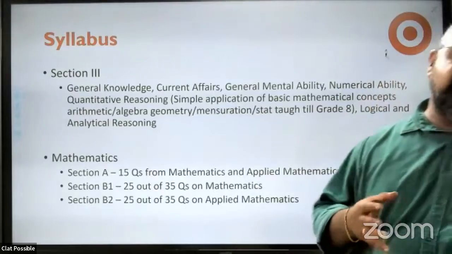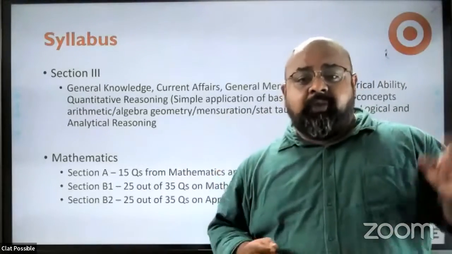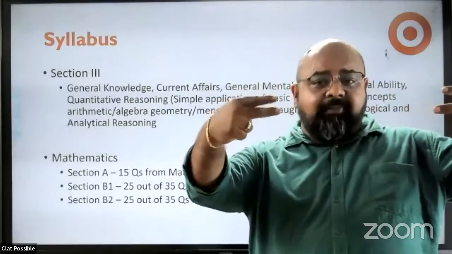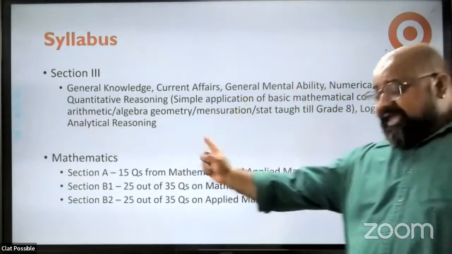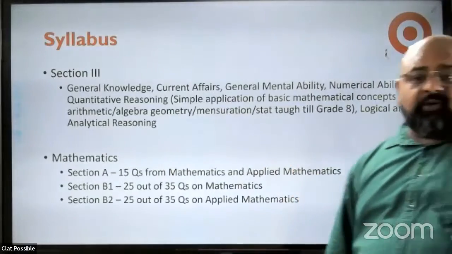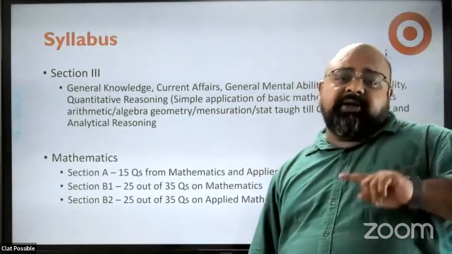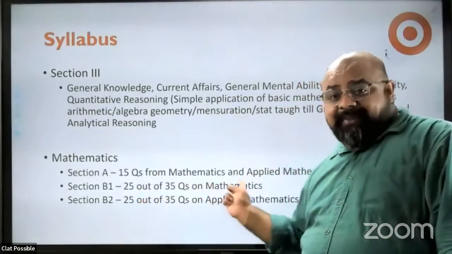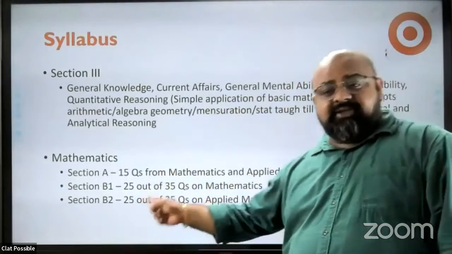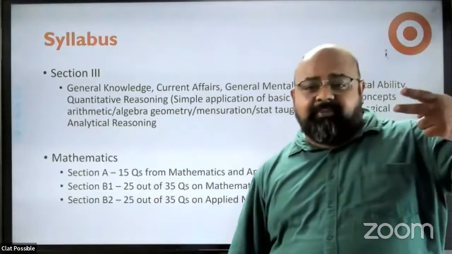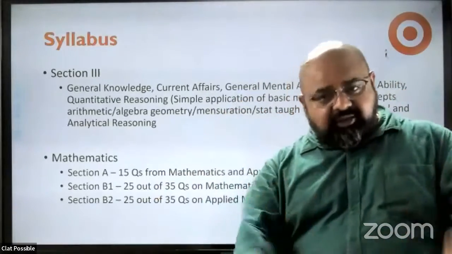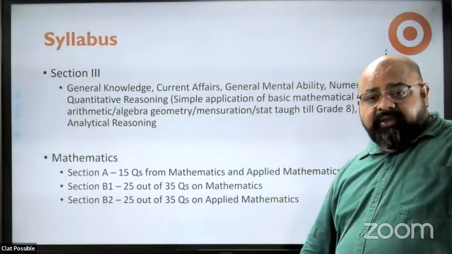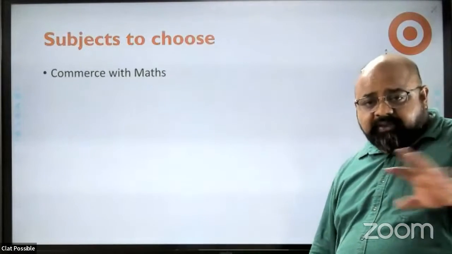What they have done is divide the maths syllabus into two parts: section A compulsory, and then section B1 or B2. So you could give A and B1, or you could give A and B2, any one of the combinations. Section A will have questions from maths and applied maths, 15 questions which are compulsory, there is no choice. Then you can choose to write section B1, which will have 35 questions, out of which 25 are to be answered. This is from mathematics. Section B2 will have 35 questions, 25 to be answered from applied maths. You can choose AB1 or AB2, whatever the subject that you have. So with a bit of preparation, anyone who has applied maths can also end up applying with maths as their subject.